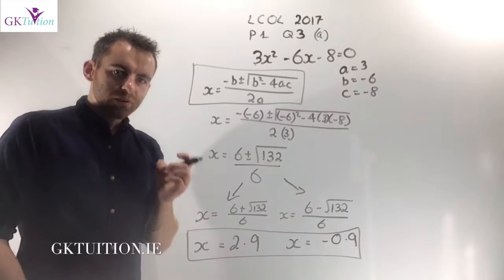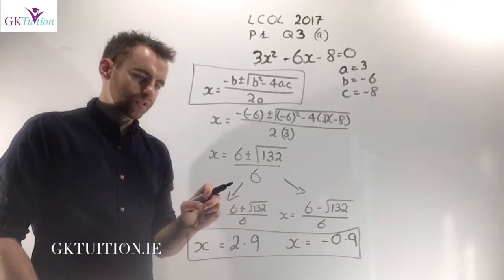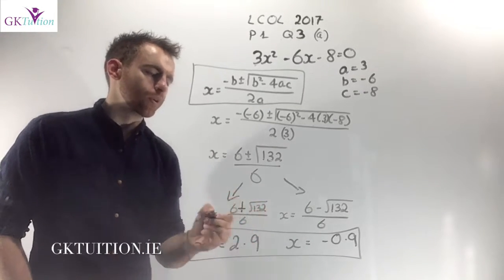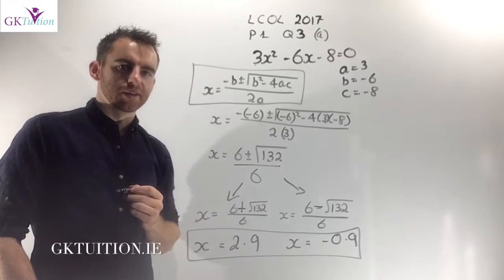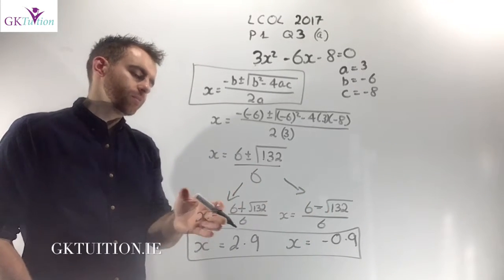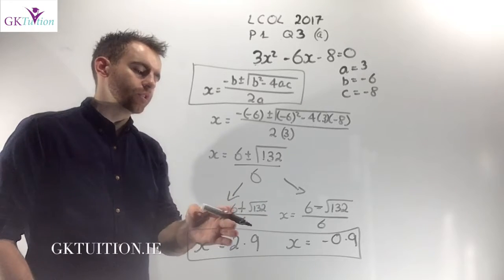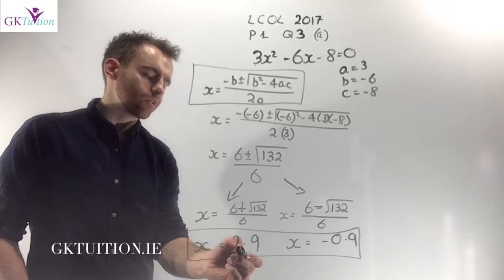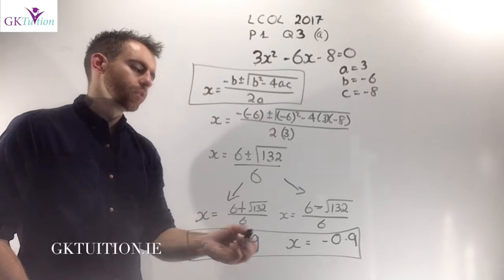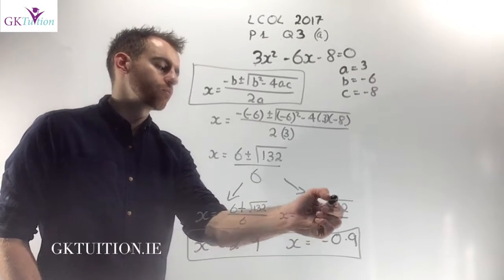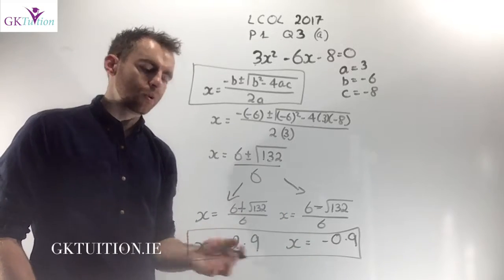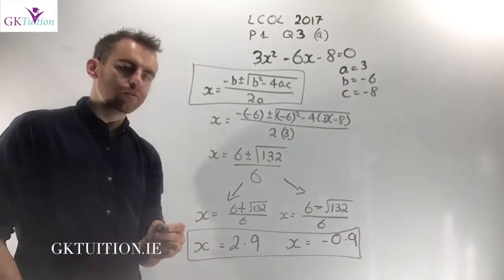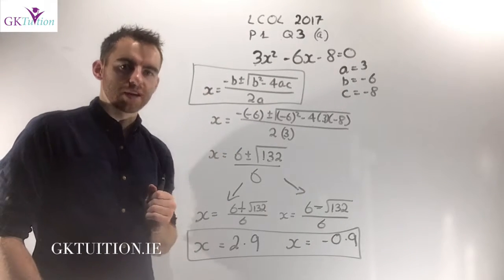Now remember that whenever you solve a quadratic you get two different answers. So in order to get my two different answers, in one scenario I take the plus and in the other scenario I take the minus. If you were to take the plus, you get 6 plus root 132 over 6. You plug all that into your calculator. To one decimal place your answer is 2.9. The other scenario is you have 6 minus root 132 over 6. You plug all that into your calculator and you get minus 0.9. So there are your two values for x when you solve this quadratic.